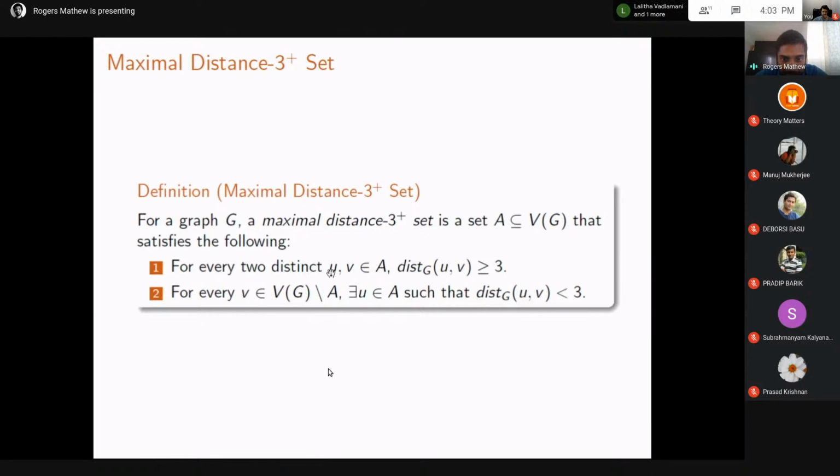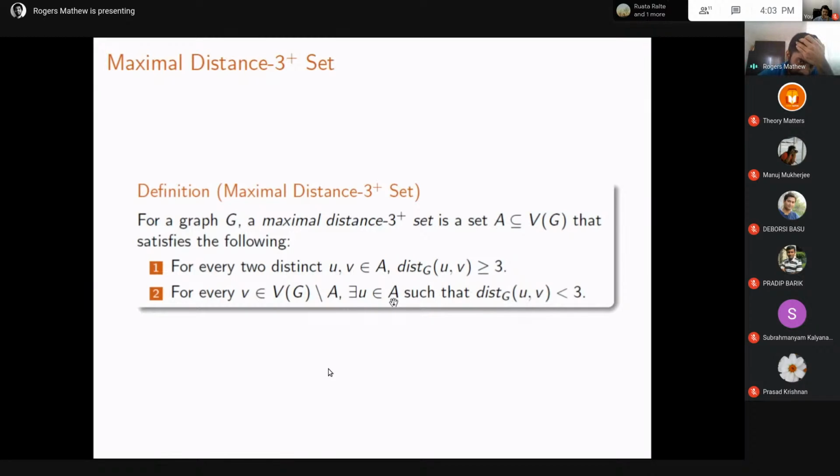First one, you take any two vertices within A, say U and V. The distance between U and V is at least 3. That is there in the name, since we defined it as a maximal distance 3 plus set. It means you take any path between any two vertices U and V in A in the graph, and that path has to be of length at least 3. It has to have at least 3 edges.